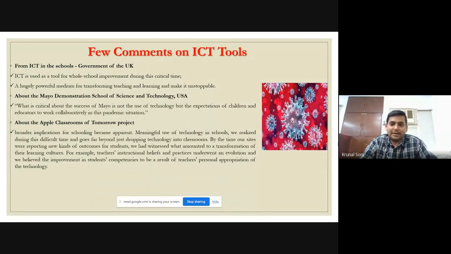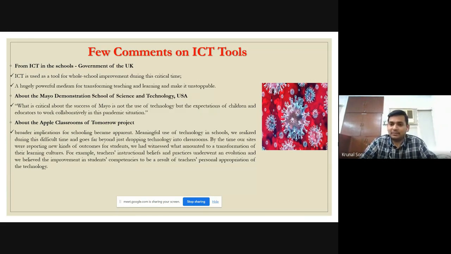It has played an important role in the teaching-learning process during the pandemic time, when we were facing certain issues. The second part is that it is a hugely powerful medium of transforming teaching and learning and making it unstoppable, right? Whatever waves were going on in India and at the global level, if we remember those times, there was an uninterrupted process of teaching and learning with the use of ICT tools in higher education, right?